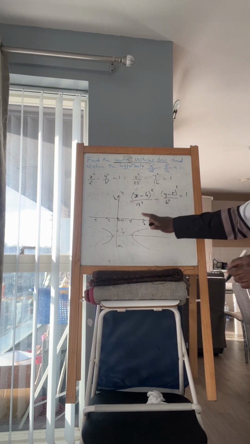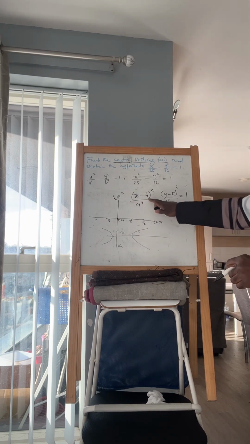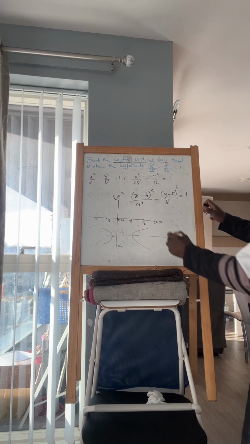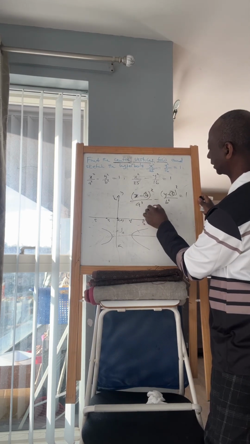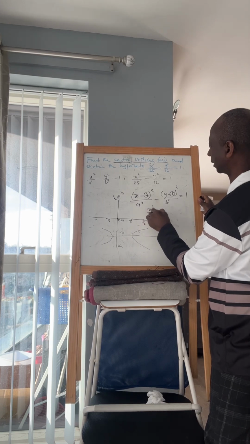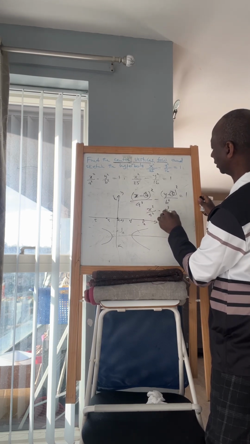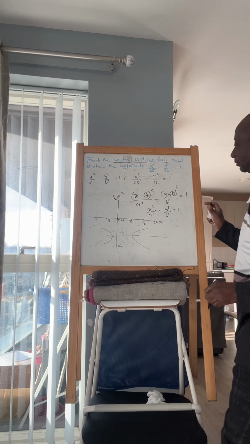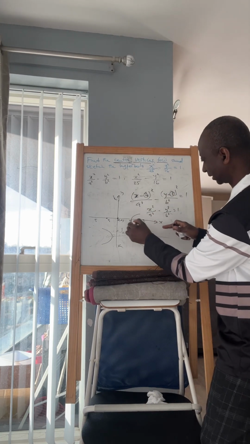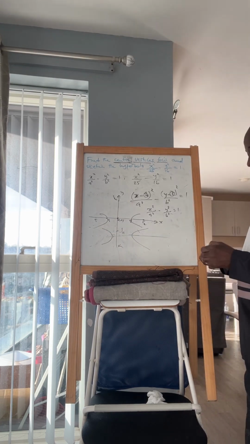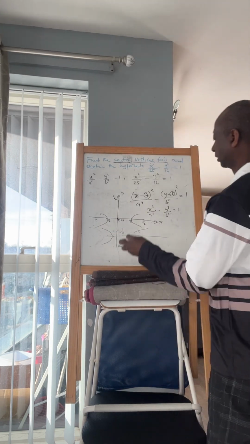When the hyperbola is not at the origin, it has this kind of rule. When it is at the origin, h and k are 0, and you get x squared over a squared minus y squared over b squared equals 1. When h and k are 0, it means the hyperbola is sitting here. So that answers our first question.